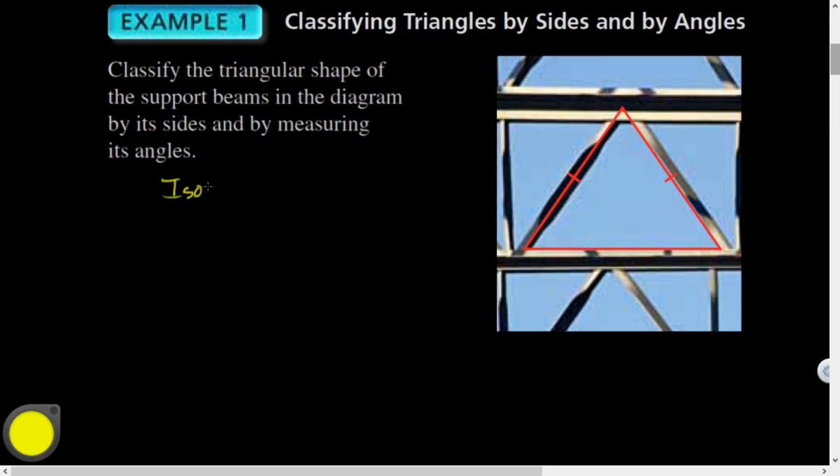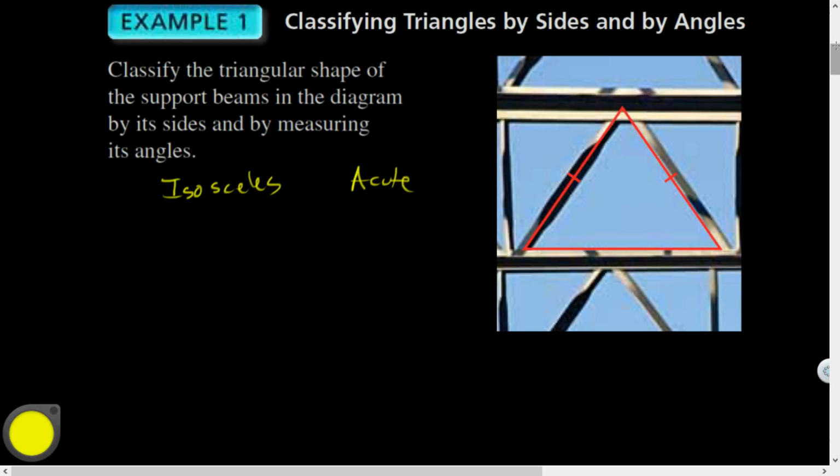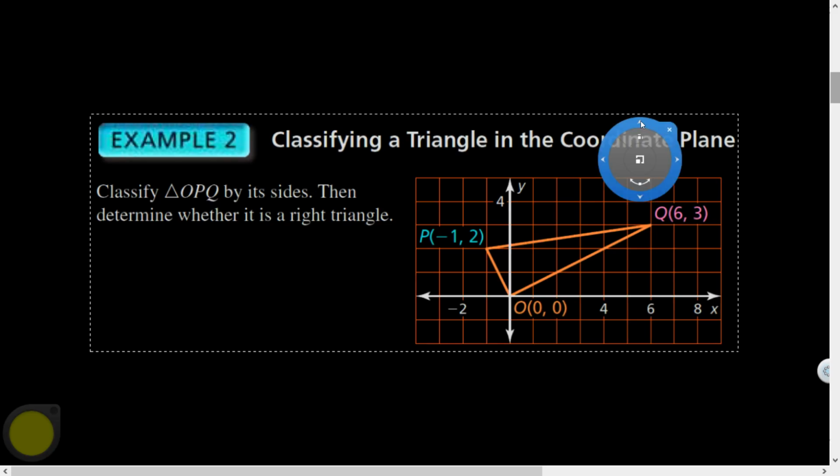It's isosceles, right? And this looks less than 90, so I'm guessing acute. If you used your protractors, you would find that the angles are 55, 55, and 70, at least what the book is telling me. And I don't believe that I had deformed the image in any capacity when I presented it to you.